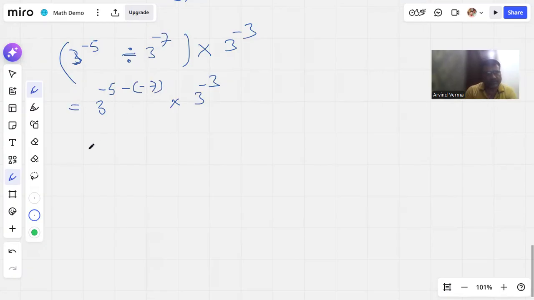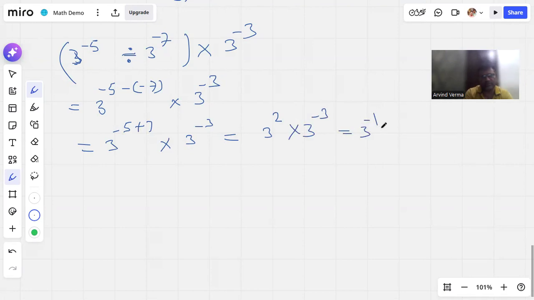Now, 3 raised to the power minus 5, minus minus 7, into 3 raised to the power minus 3 when I open the bracket, it will be plus 7. That is 3 raised to the power 7 minus 5, that is 2, into 3 raised to the power minus 3, that is 3 raised to the power minus 1, that is 1 upon 3. Hope that is clear.